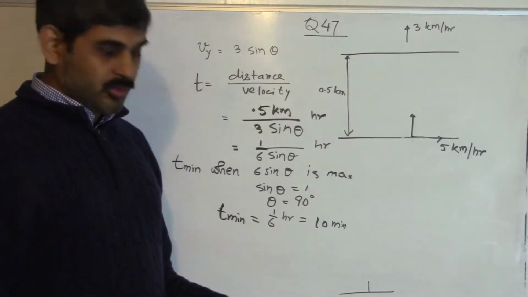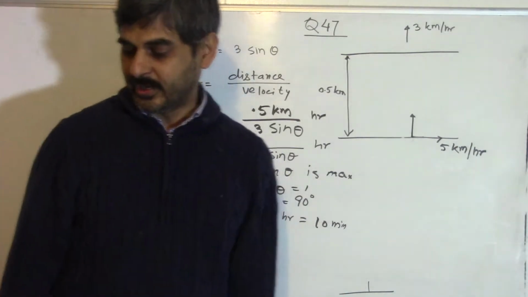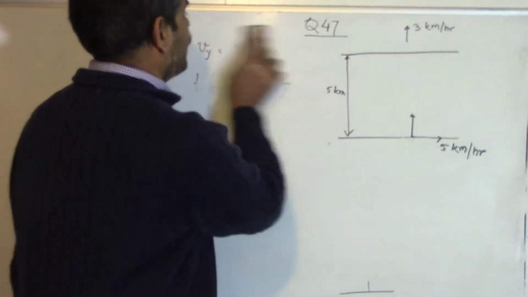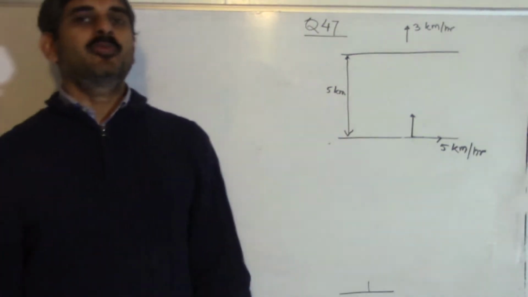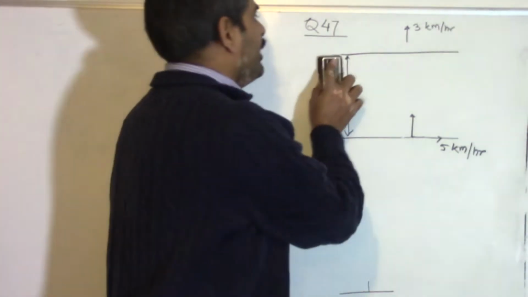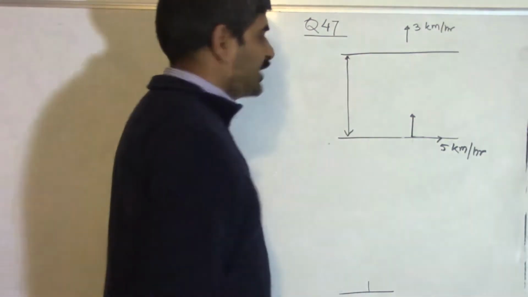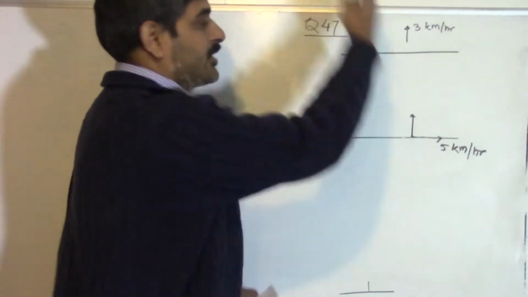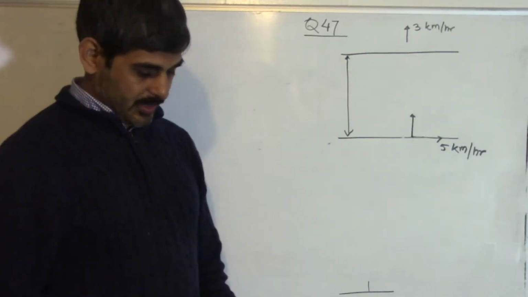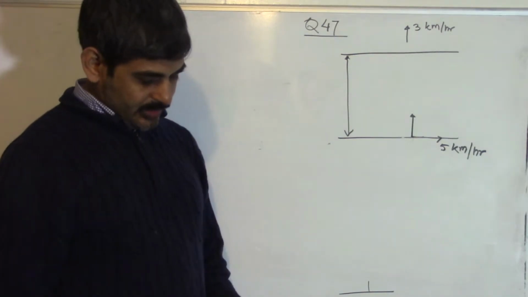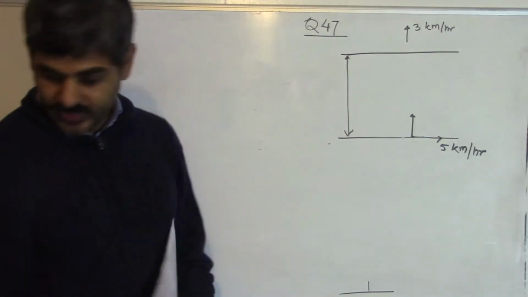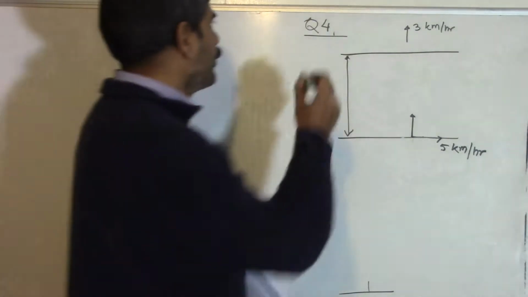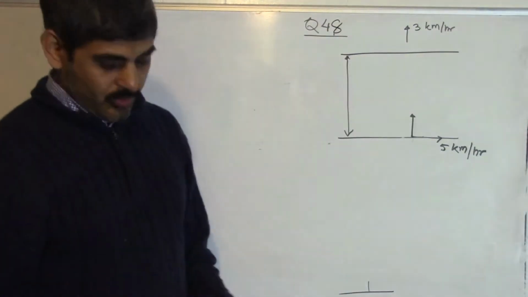Let's move on to question number 48. Again, if things are not getting clear, spend some time thinking yourself. Riverboat problems are really very easy if you understand the concept, if you understand the separation of the horizontal and vertical components. Consider the situation of the previous problem. So question number 48 is also related to question number 47.